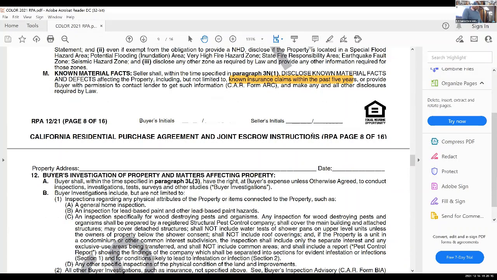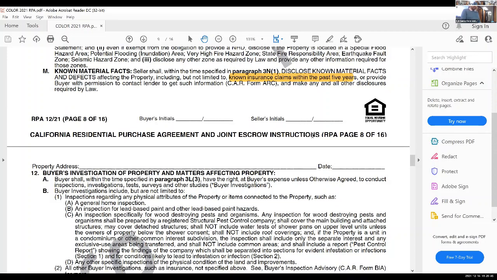The seller must, within the time specified in the paragraph, disclose all known material facts and defects affecting the property, including but not limited to known insurance claims in the past 5 years, or provide buyer with permission to contact the insurance carrier to get such information, and make any and all of the disclosures required by law. Yeah, the disclosures required by law are the TDS and the SPQ. By filling those out, the seller should be covered with their obligations. But they need to answer everything honestly and explain everything that needs explained thoroughly.